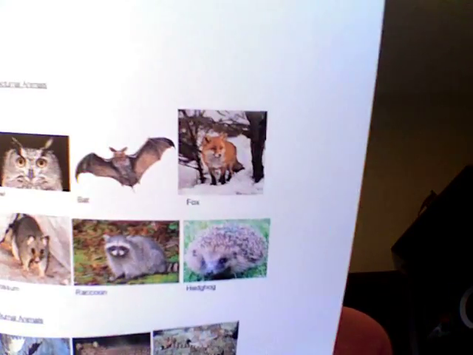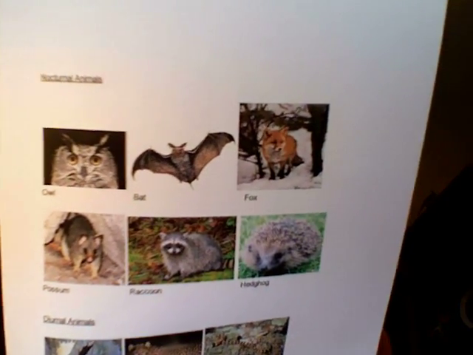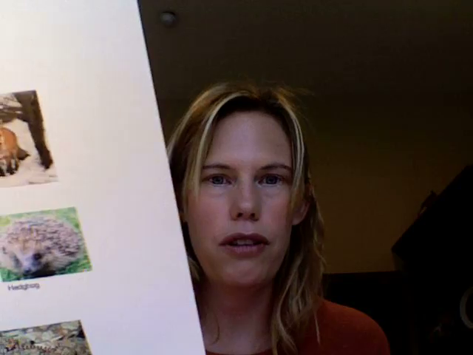Then what you can do is, like I said on here, you can hand out these animals, have the children come up one at a time, and put them where they think they would go. Give the animals a name. Underneath I put what the name of the animal is: owl, bat, fox, possum, raccoon, hedgehog. Make sure you give a name to that.